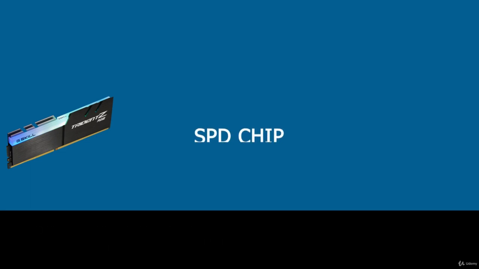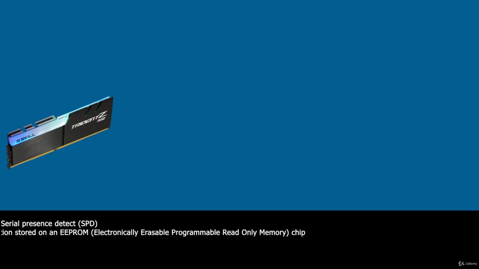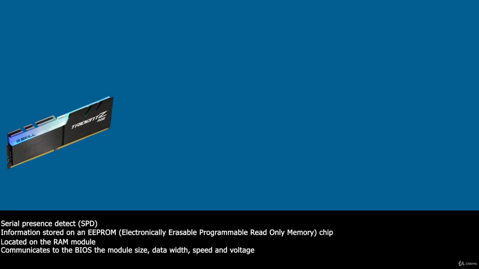SDR DIMMs use a completely different type of presence detect, called Serial Presence Detect, or SPD. The serial presence detect is information stored on a dual EEPROM, or electronically erasable programmable read-only memory chip, read when a computer is booted. It is located on the RAM module and communicates to the BIOS the module size, data width, speed, and voltage, which are used to configure the module memory controller for maximum reliability and performance.